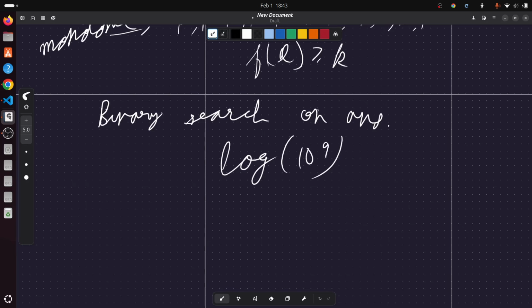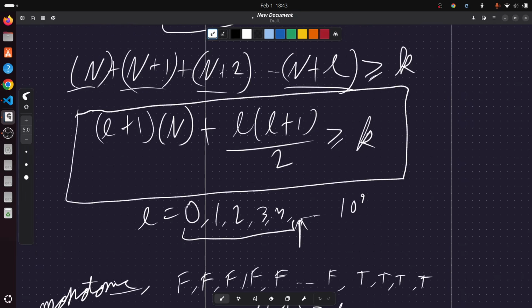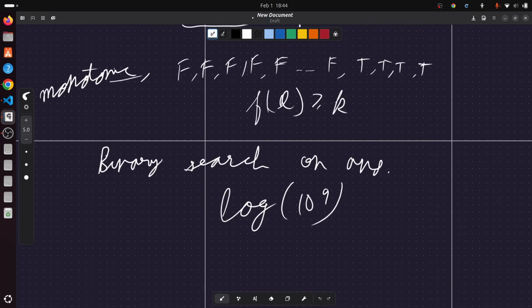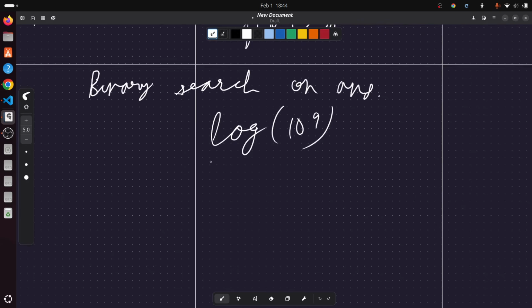Because for the check function, if you want to check whether l equal to mid satisfies or not, you will simply put it into this equation and check if it is greater than or equal to k or not. And if it is, then you do one thing, and if it is not, then you do the other. So your check function is just O of 1. So your complexity would be log of 10 to the power 9 into O of 1, so log of 10 to the power 9. In about 30 iterations you will be able to find the answer, right? So this is the efficient way that you can apply.